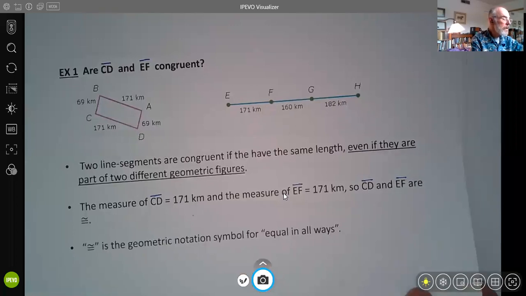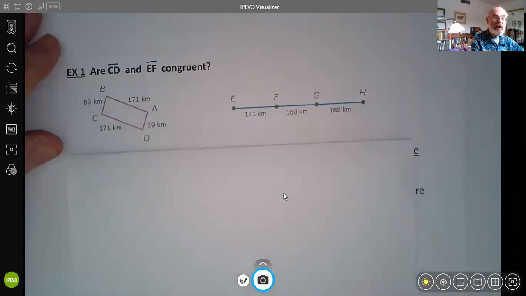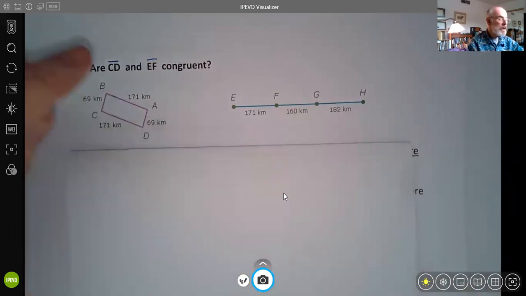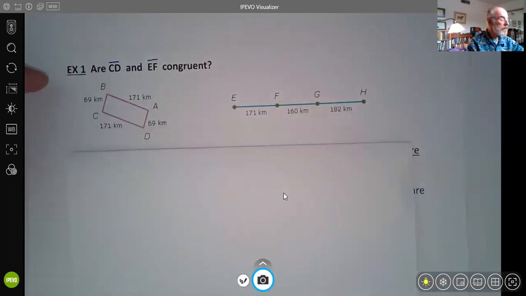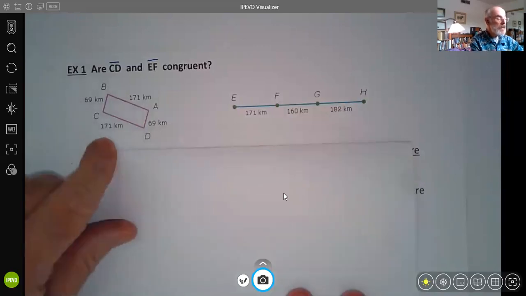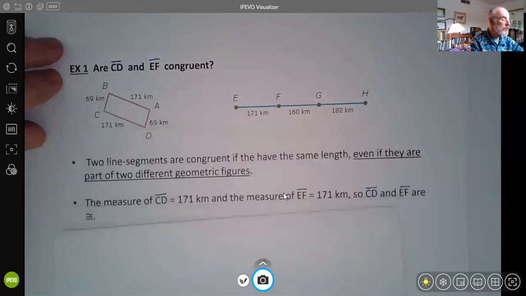The first thing we're going to do is look at an example, and the example is represented by these two geometric figures here. One appears to be a rectangle of some kind, or a parallelogram possibly. We don't know for sure. It's a four-sided figure. And the other one is a line segment. It says, are CD and EF congruent? So you have to find CD, which is here, and you have to find EF, which is over here, and determine whether or not they're congruent.